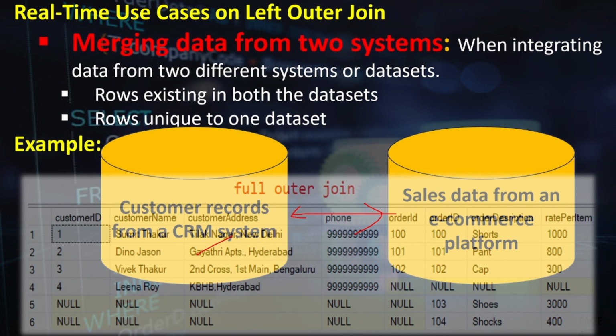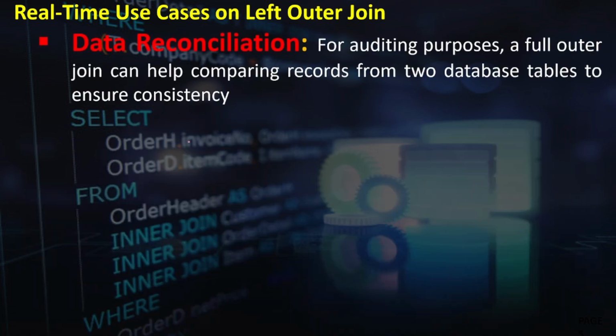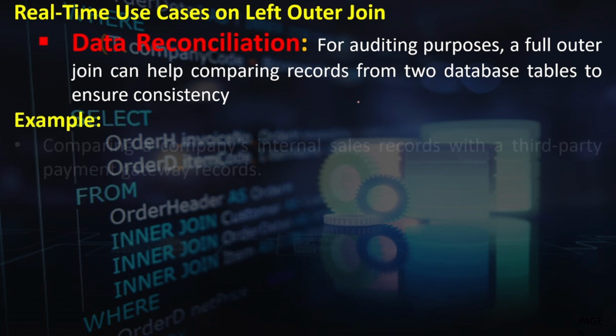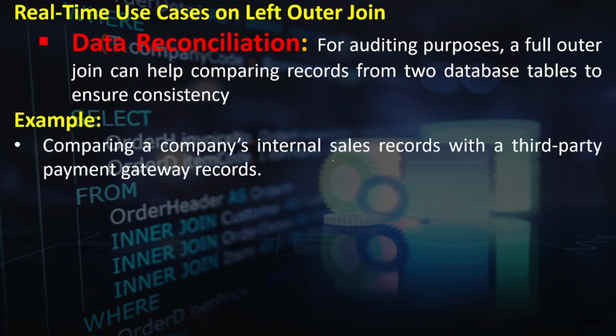Let's go and see the next use case. Data reconciliation. For auditing purposes, a full outer join can help compare records from two data tables. Auditing is the activity you do to check whether things have happened correctly or not. Is there any discrepancy or something like that? The example is comparing a company's internal sales records with a third-party payment gateway.